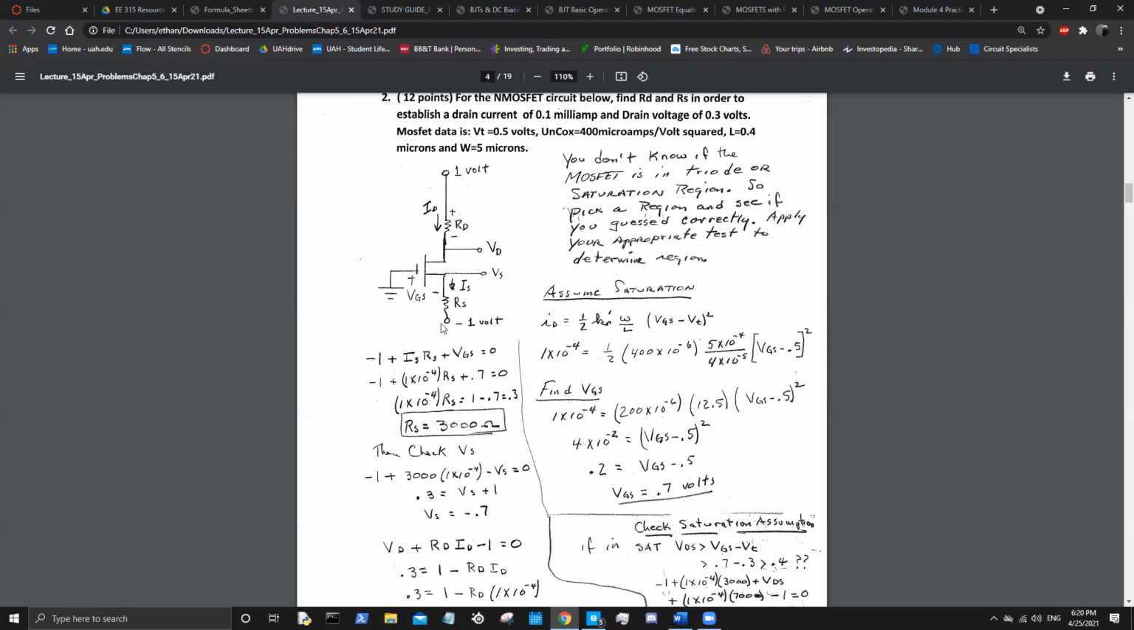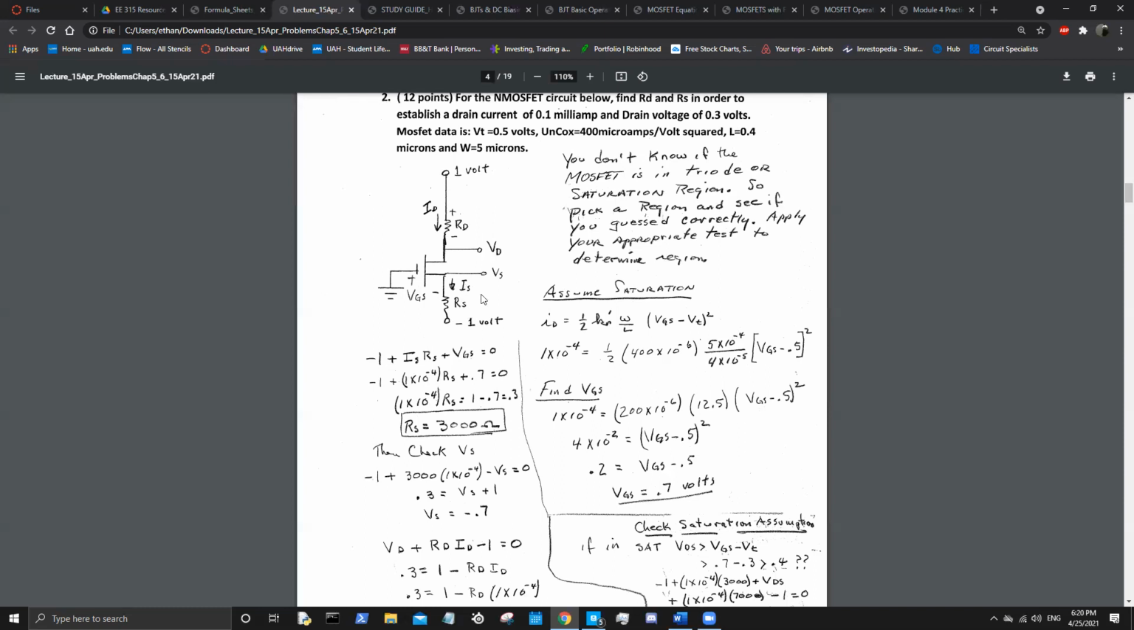I guess technically, because this is a ground source, either way, we go up through here. We have 1 volt to start, then go across RS, which has the current IS going across it. We're solving for RS here. And then we have VGS, which we calculated to be 0.7 volts over here. Plugging everything in, we have IS already.